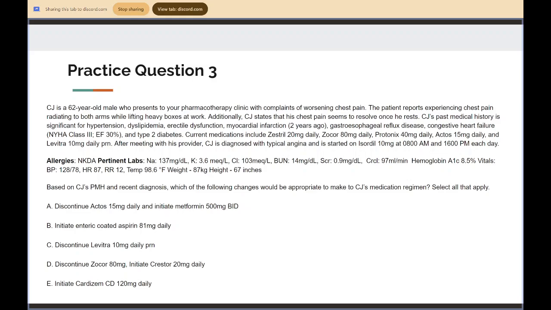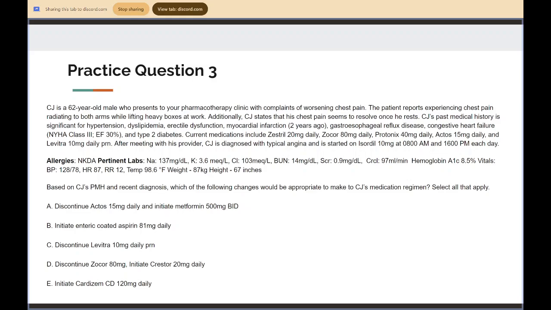Choice C, absolutely need to discontinue a PDE5 inhibitor with an organic nitrate. As you know, there can be marked vasodilation and hypotension. Choice B is also correct. With a history of MI 2 years ago, this is a definite indication for long-term antiplatelet therapy. And since there's no aspirin allergy, this is a great choice. If they had an aspirin allergy, we could recommend a thienopyridine such as clopidogrel.